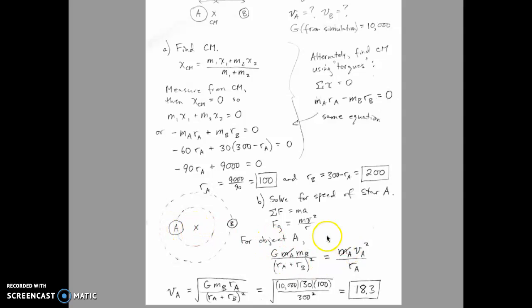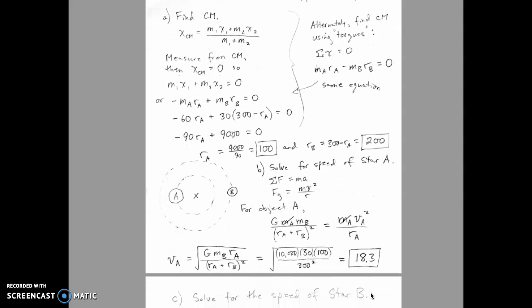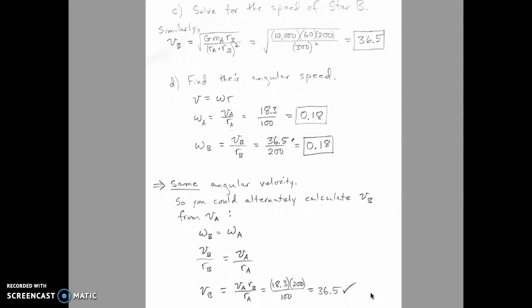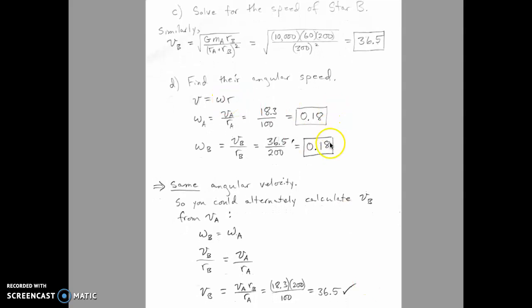So for object A, this is the equation. We can solve for the velocity of A. It's 18.3 maybe meters per second. I don't know, there are no units in this simulator, so it's all kind of an alternate reality. And then you could do the same thing for B, and you could solve for their angular speeds. What's interesting is that you'll find that their angular speeds are exactly the same. In fact, once you know the velocity of one of them, you could just use, not conservation, but the fact that their angular speeds are the same to solve for the velocity of the other one, and you get the same result. Okay, now I'm going to show this system in the simulator with these numbers.